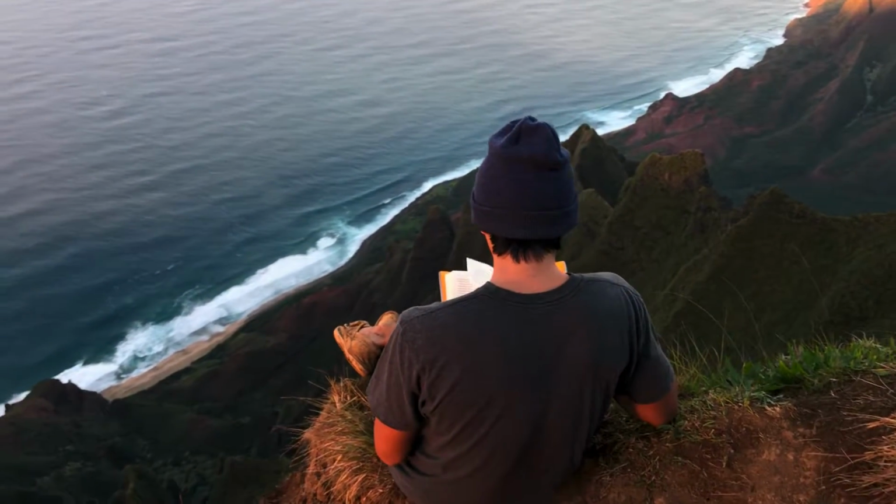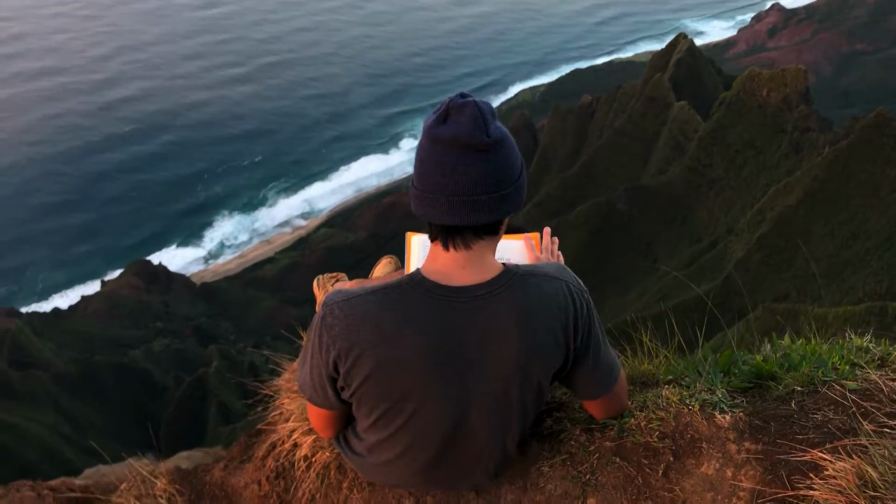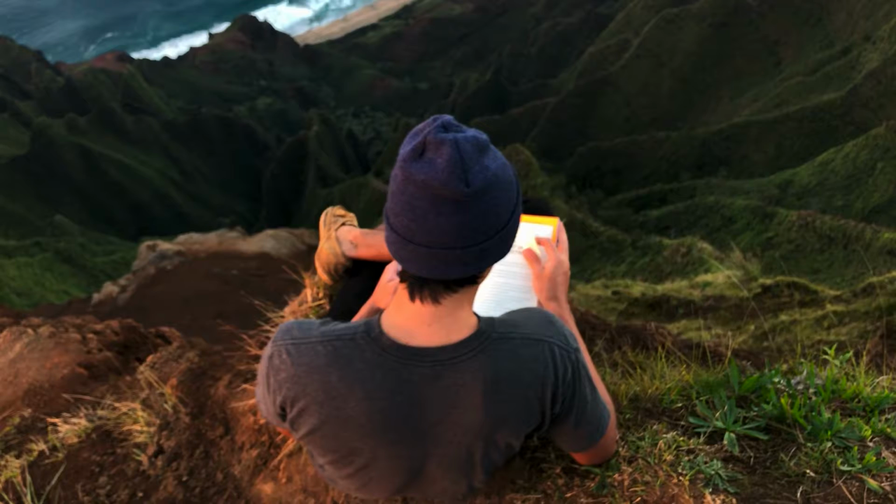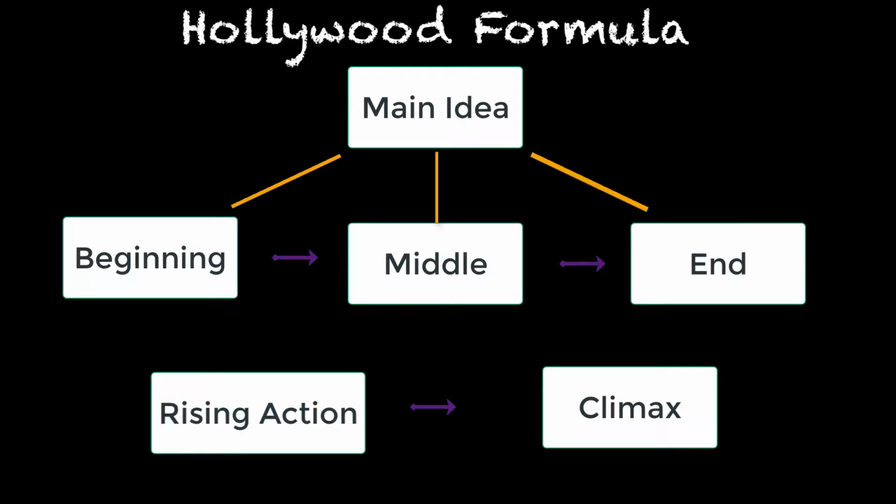Think, what's the main idea of your video? Make sure your clips tie into this main idea. An easy way to do this is by following what we call the Hollywood formula. It looks something like this. Now you might be seeing this and freaking out, but calm down, it's actually a lot simpler than it looks. Trust me, this formula is as easy to pick apart as cotton candy.